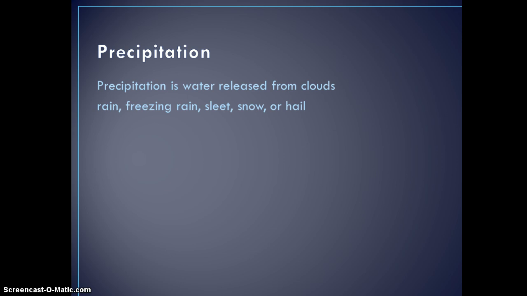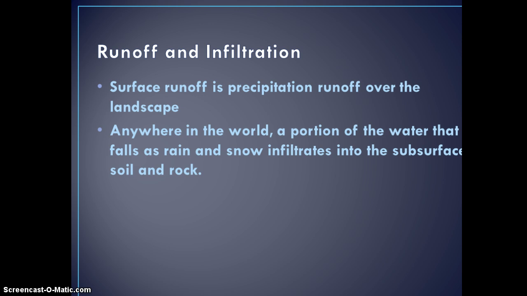Precipitation is water released from clouds. So we can have rain, we can have sleet, snow, hail, freezing rain, what have you. Runoff and infiltration. So surface runoff is precipitation runoff over the landscape, meaning it's just water that's going over the land at the surface. Anywhere in the world, a portion of water that falls as some form of precipitation infiltrates or goes into the subsurface soil and rock.